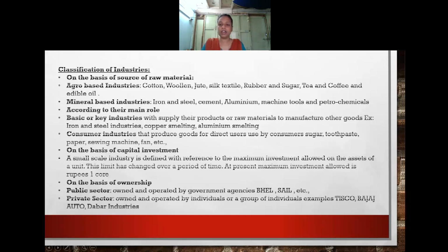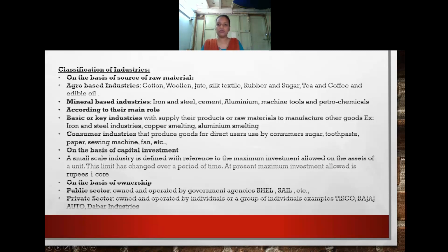Based on minerals, some minerals are used to manufacture products like iron and steel, cement, aluminium, machine tools, and petrochemicals, which are classified under the mineral based industry. Whatever minerals are available in the earth's crust, based on that some industries are set up in our country, and some products come out of that mineral based industry.